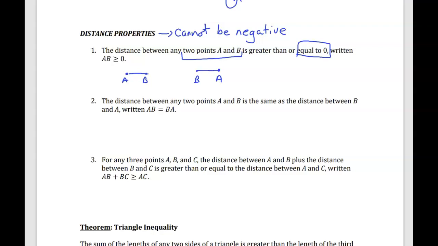Okay? Now, if the distance is 0, that means they're right on top of each other. They're the exact same place, which could be possible. That happens, like if they're in the same building. Same classroom, same office space, so their distance is 0. But again, it's still not negative.